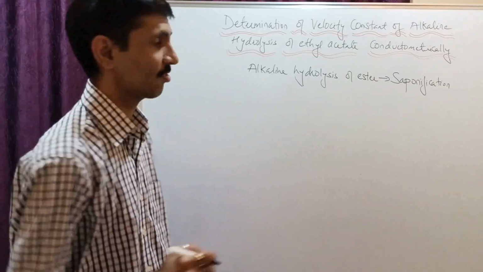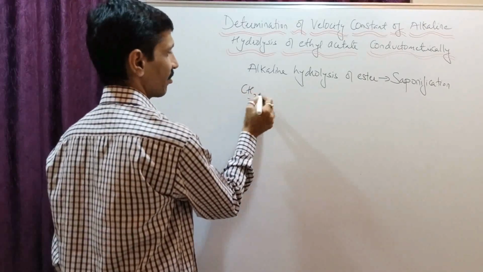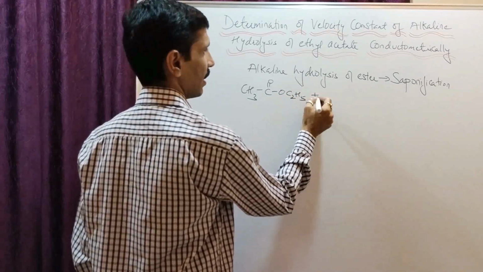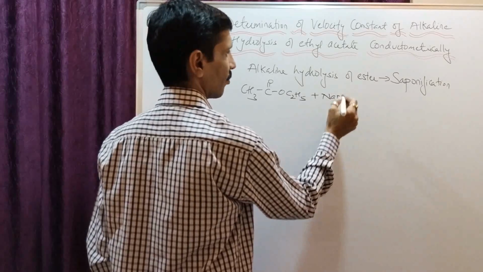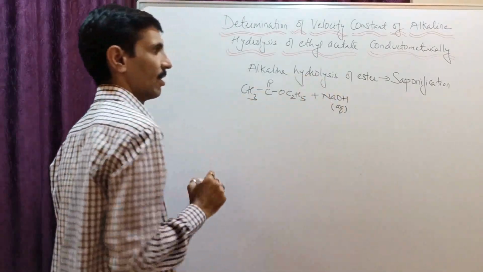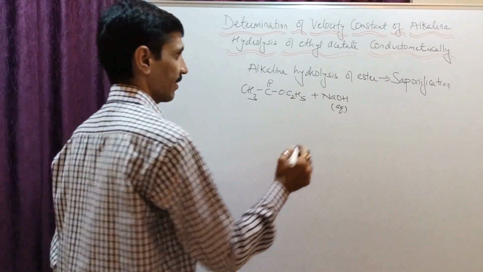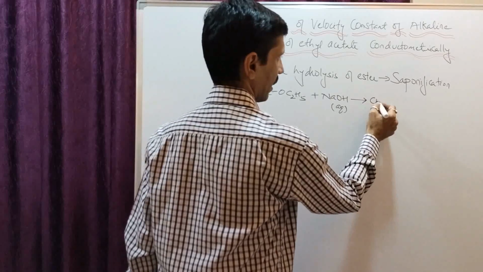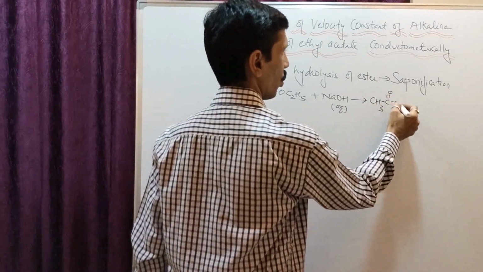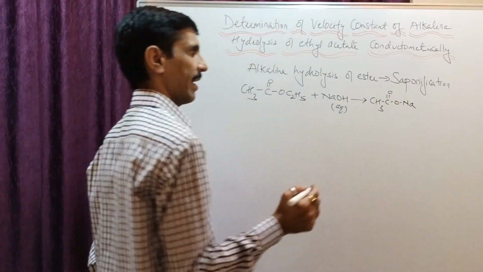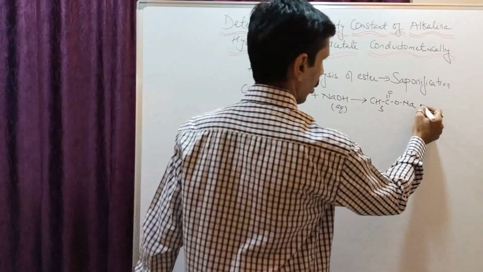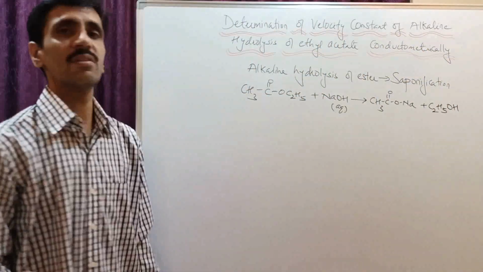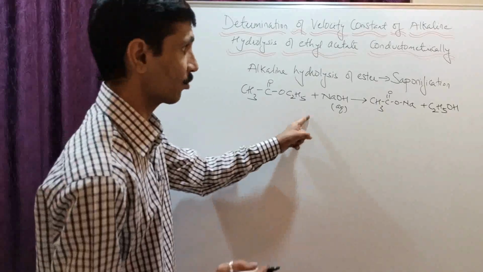So the reaction is CH3COOC2H5 along with NaOH, sodium hydroxide, which is aqueous. That's why I call this alkaline hydrolysis. It results in the formation of CH3COONa, sodium acetate, and you get ethanol, C2H5OH. This is the reaction, my dear friends. This is what we call saponification as well.